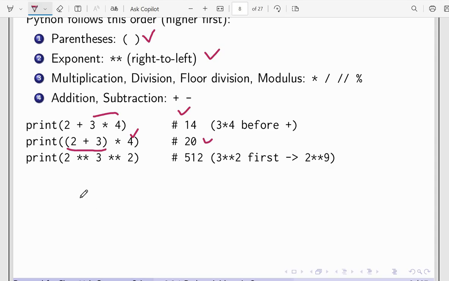Now 2 raised to the power 3 raised to the power 2. How do you solve it? First you solve 3 raised to the power 2, and the answer is 9. Then you solve 2 raised to the power 9, which is 512.